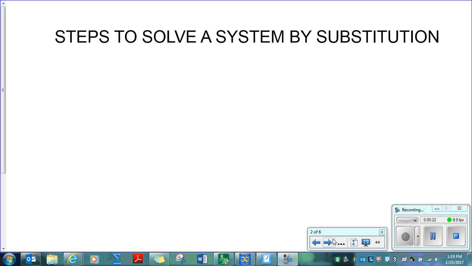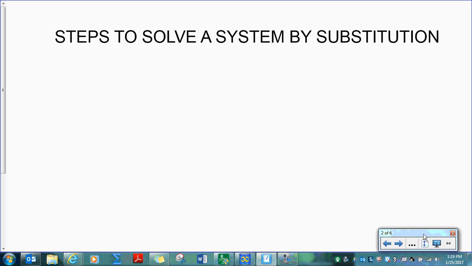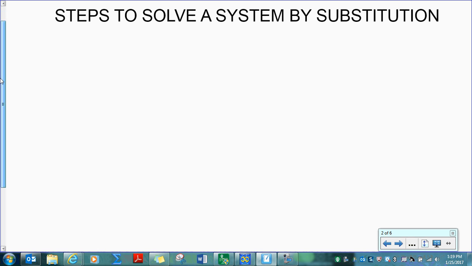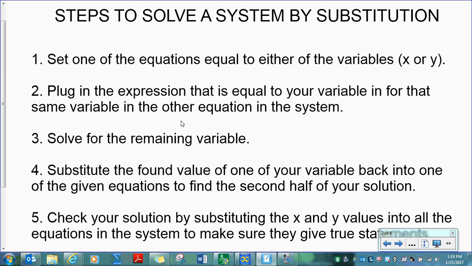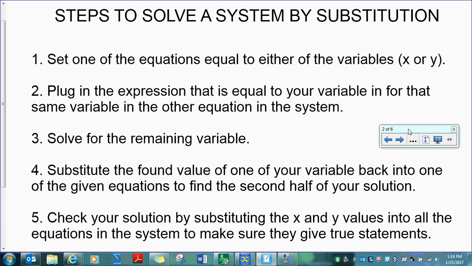So there are 4 steps, just like with graphing. 4 steps on how to solve a system by substitution. Oh, sorry, there's 5 steps. That's okay. And again, if at any time I'm going too fast, pause the video, take your time, and you can go ahead and write it, and then push play when you're ready to move on. Alright, so step 1 is to set one of the equations equal to either of the variables. So you can set it either equal to x or to y.